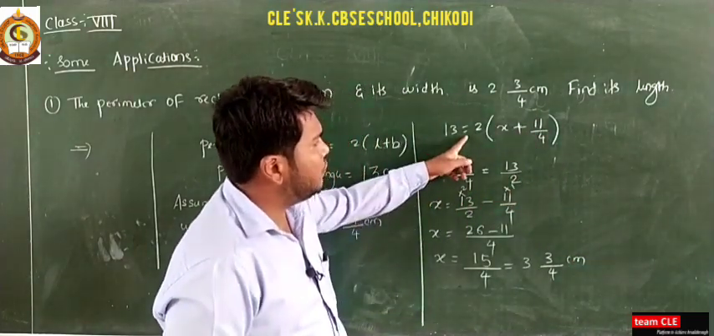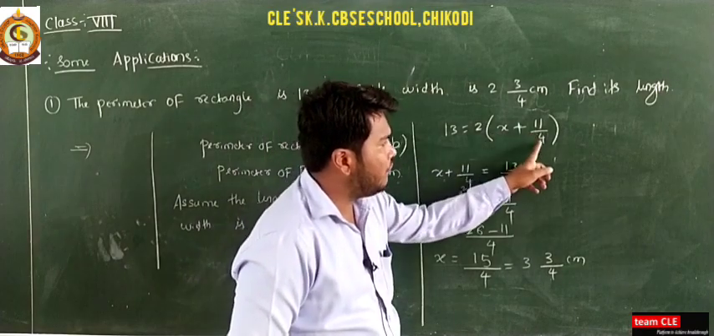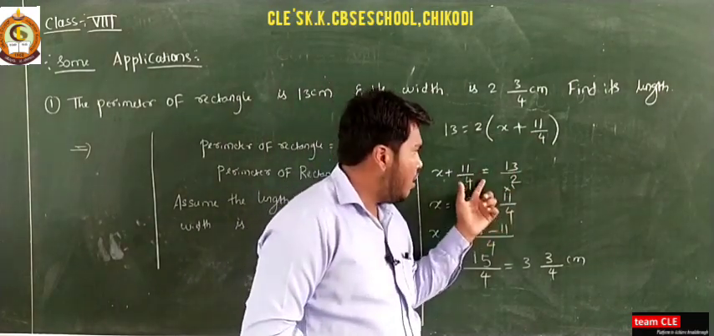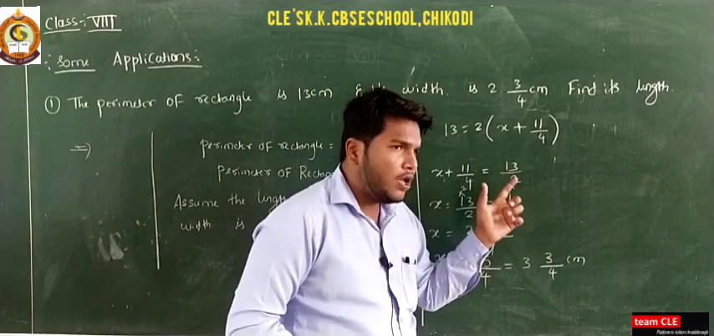First, 13 is equal to 2 into (x plus 11 by 4). I took x plus 11 by 4 on the LHS part, and on the RHS part, I shifted 13 by 2.